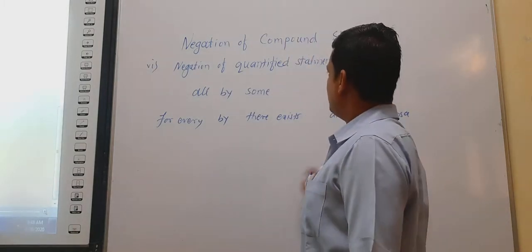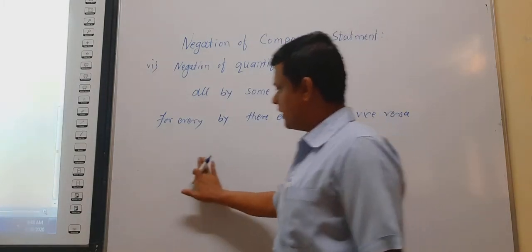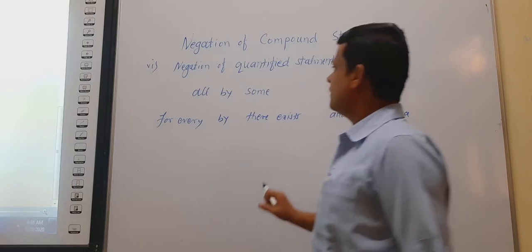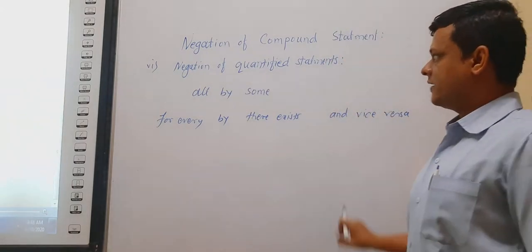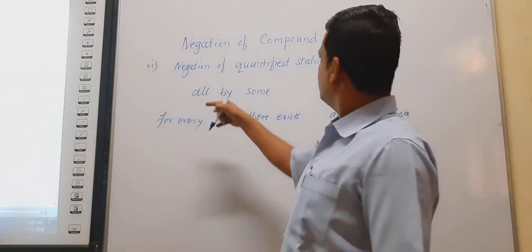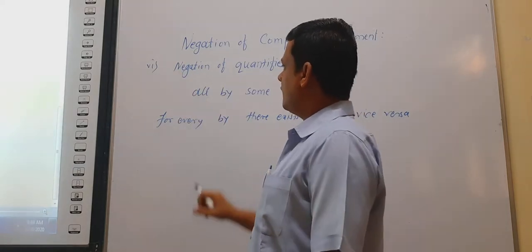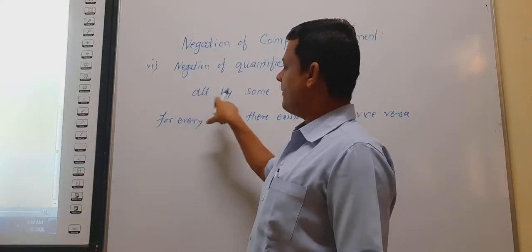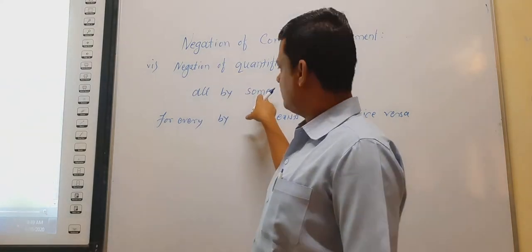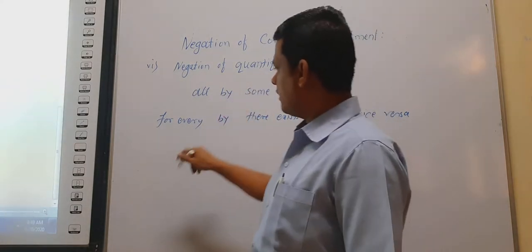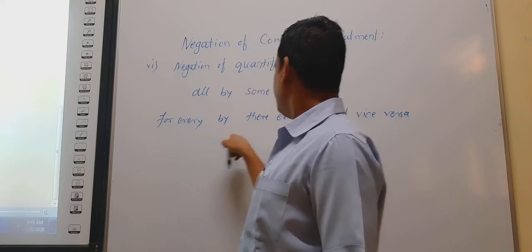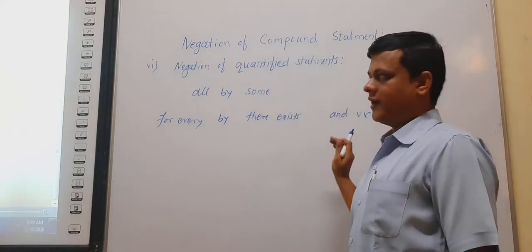Next, negation of quantified statements. We know that there are two types of quantifiers, universal quantifier and existential quantifier. In quantified statement, while making negation, change all by some, or for every by there exists, and vice versa.